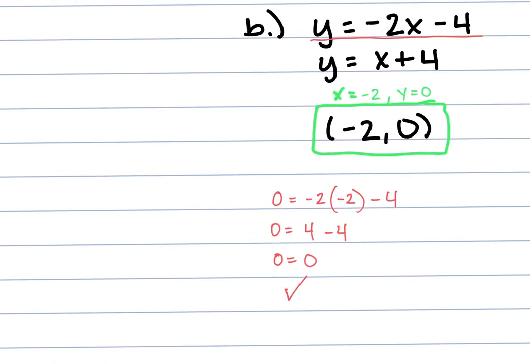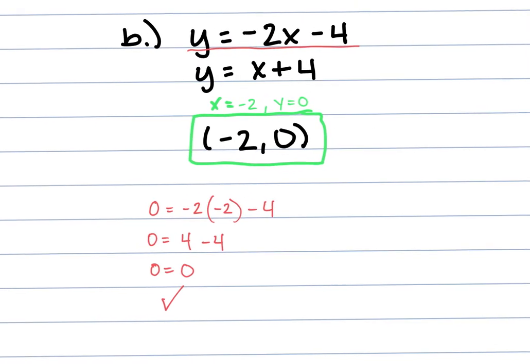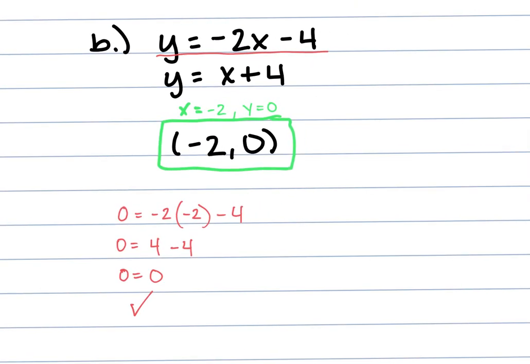Does this work? Yes. Can we say it's a solution? Not yet. Why not? We have to do the other one. So underline your other one, and we're going to plug in 0 for y, so 0 equals, our x value is negative 2, so negative 2 plus 4. And what's negative 2 plus 4, guys? Positive 2. Are 0 and 2 equal? So this one did not work.